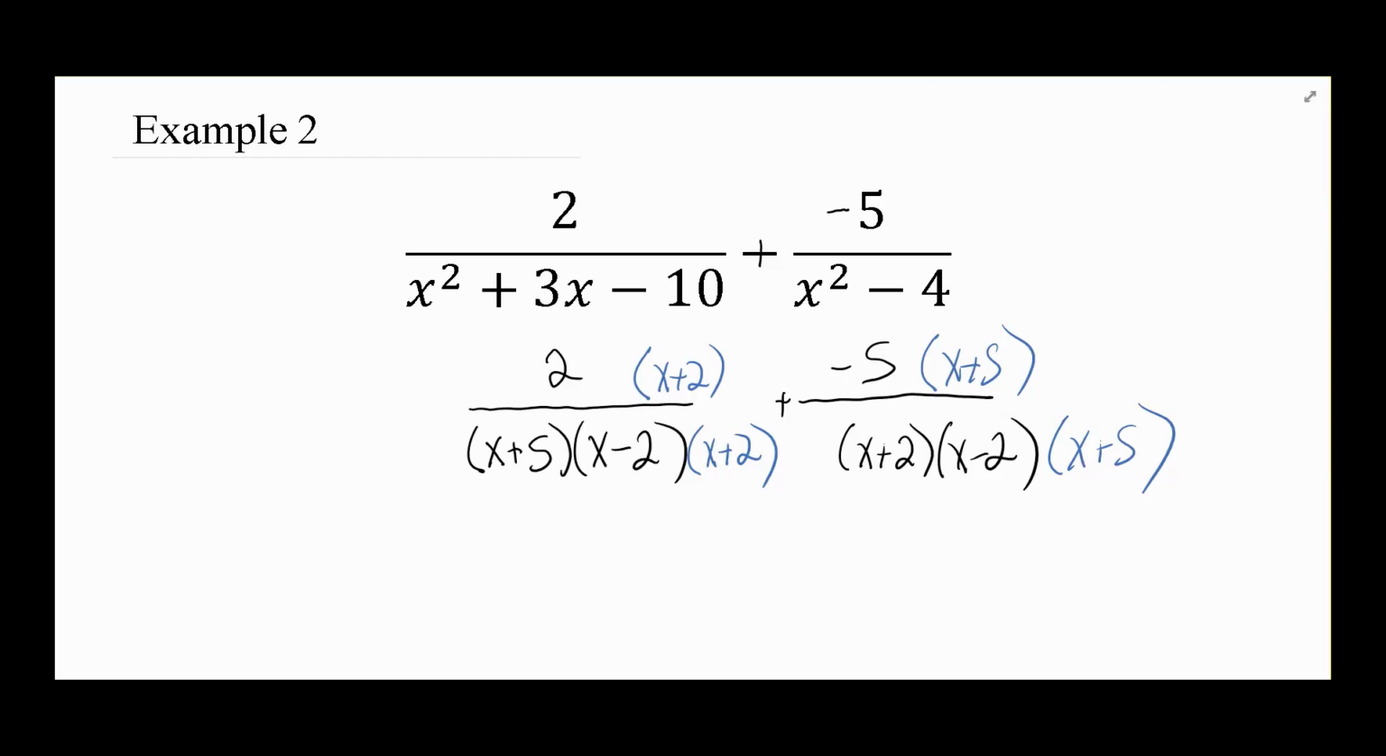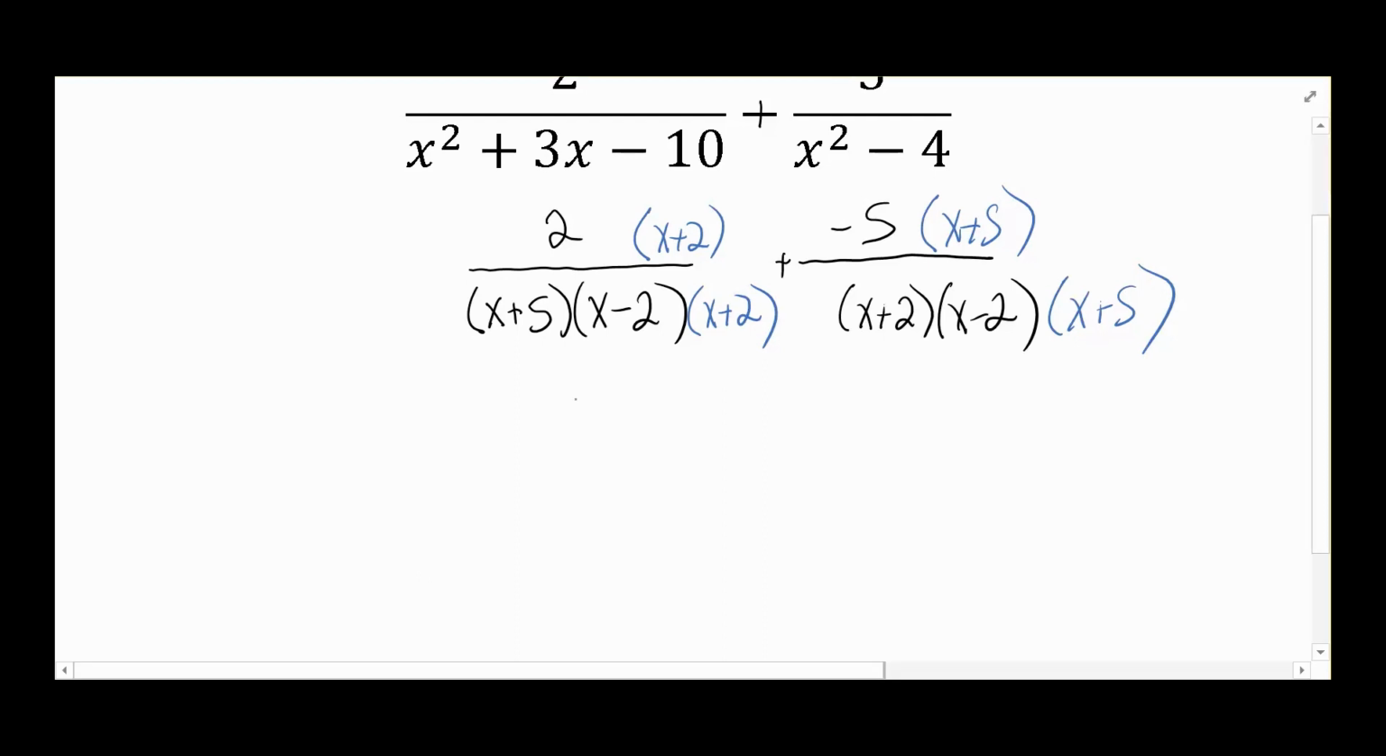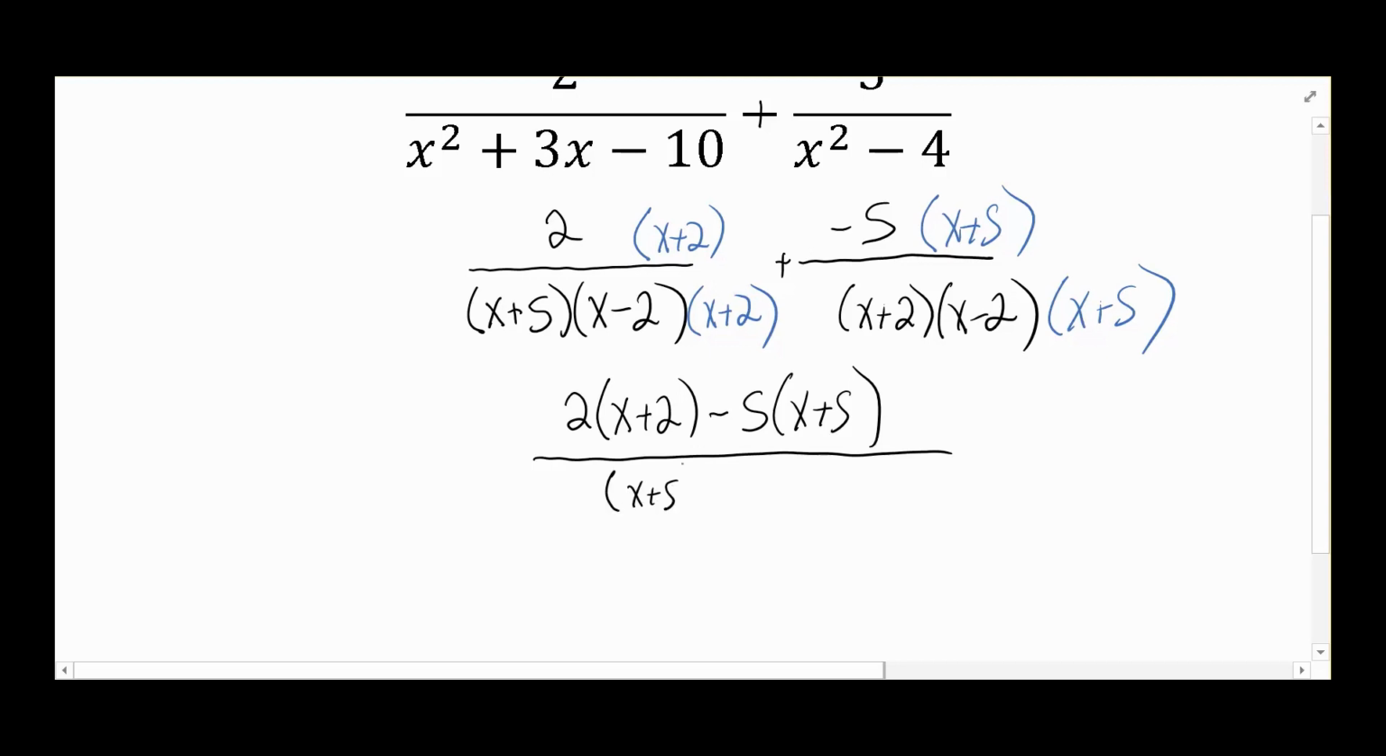Now that both denominators are the same, I can just look at the numerators. The numerators are 2 times x plus 2 and -5 times x plus 5. In this denominator, it doesn't matter which order I write those three factors in, but the denominator is going to be those three factors. Remember, it doesn't change when you're adding or subtracting with fractions. Once your denominator is the same, it stays that way.